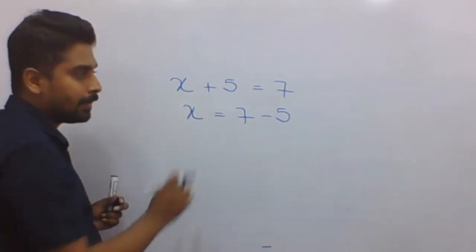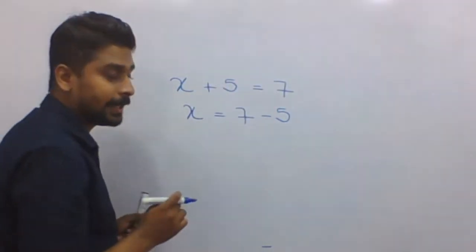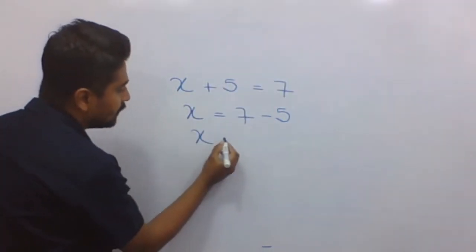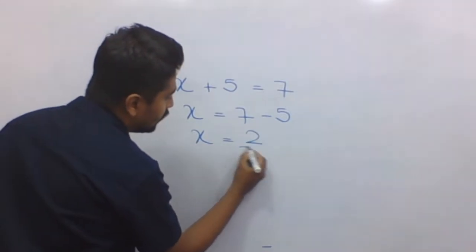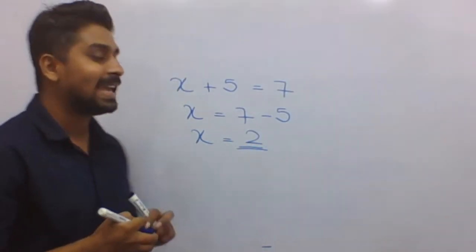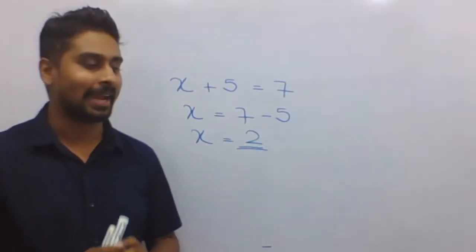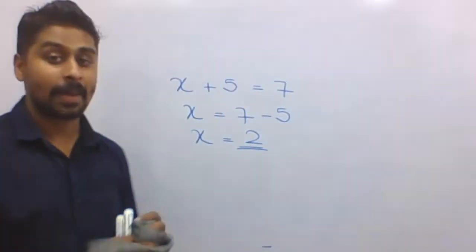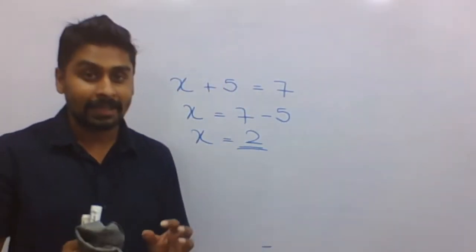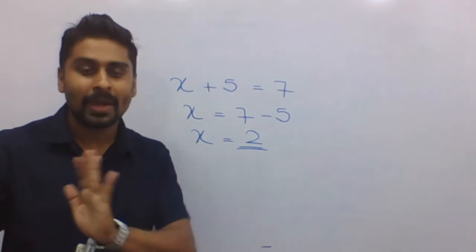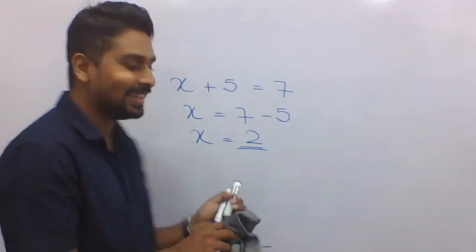I did not write that step; I directly took the 5 across as minus 5. So then x equals what? X equals 2. So x value is what? X equals 2. Very easy, no? Right. Okay. Next question. Right? I am erasing. So when you are writing this one, you can pause your video and write. Now you know the procedure, right? Okay.